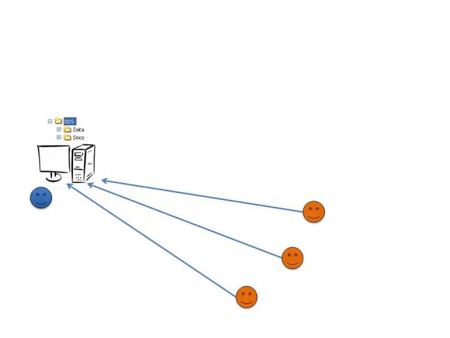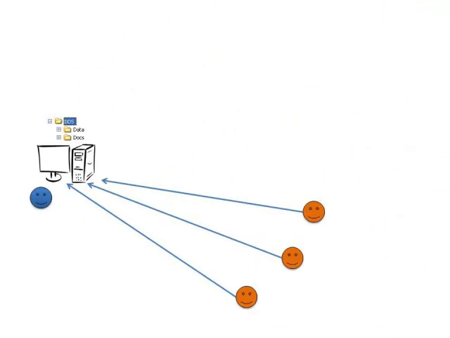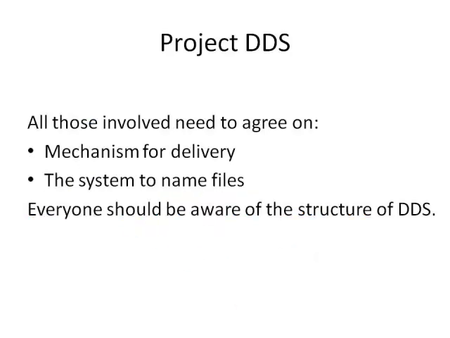However, in our projects, we generally have a situation that is a little bit more complex. For example, we may have more than one person contributing data and documents to the DDS. In this case, someone needs to be responsible to receive them, put them in the appropriate place in the folder structure, and ensure that all these files are safely kept. All those involved need to agree on what the mechanism for delivery should be and on an agreed system to name files. Everyone should be aware of the structure of the DDS.